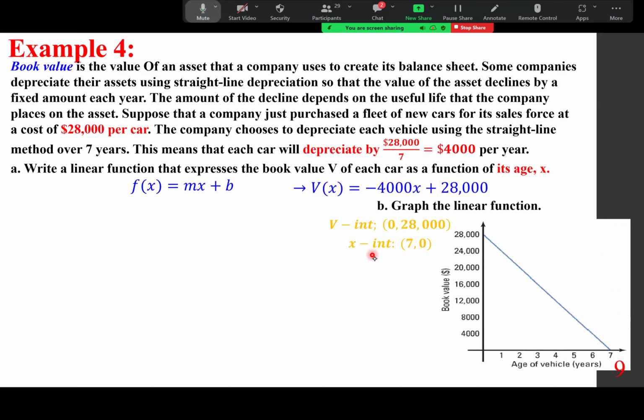And you clearly can't use the same scale because this is 28,000. So we use different scales. This is (7, 0). And this is (0, 28,000). So again, I can't emphasize the fact that you don't have to use the same scale. What is the book value V of each car after 3 years? So replace the x with 3.